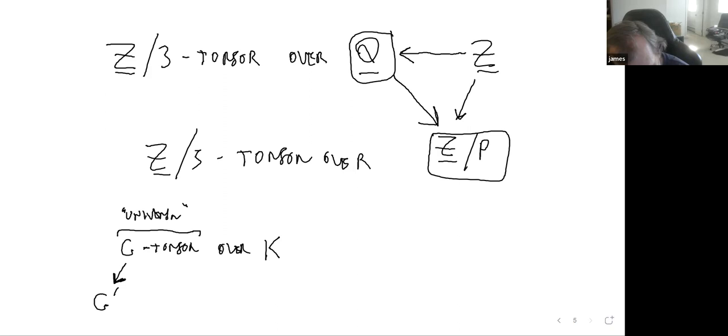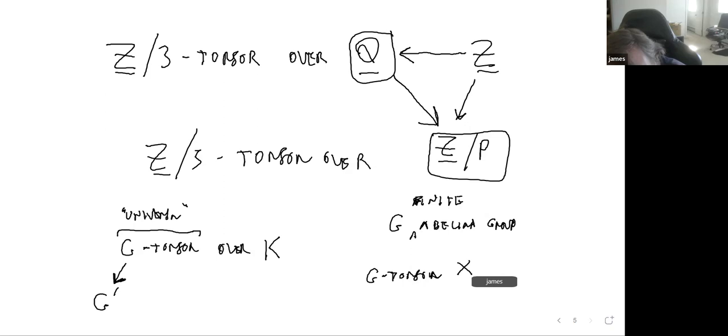Right. So now we're imagining G is an abelian group, let's say a finite abelian group. It might as well be a profinite abelian group, but let's just say G is a finite abelian group. And we have this G torsor X over, let's say, some number field, but for example, over the rationals.